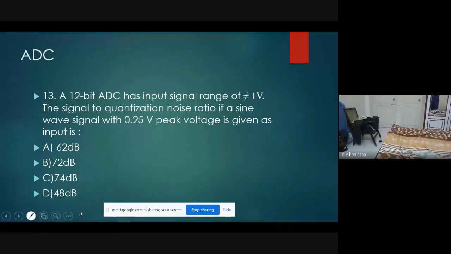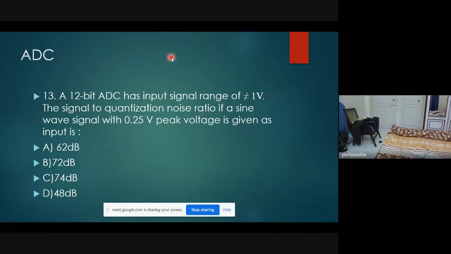So what you need to find out is obviously the signal to noise ratio. A 12-bit ADC has an input signal range of ±1, so don't take it as 0 or something. For an analog to digital converter, the maximum amplitude value is 1 volt and the minimum amplitude value is minus 1 volt. If a sine wave signal with a 0.25 volt peak voltage is given as input, you need to find the signal to quantization noise ratio.